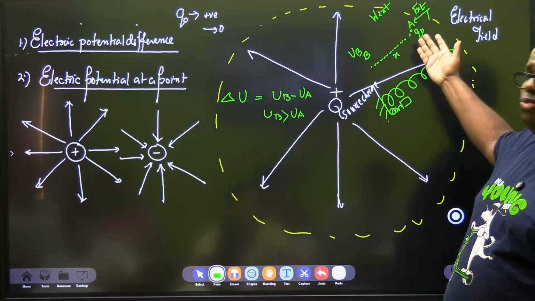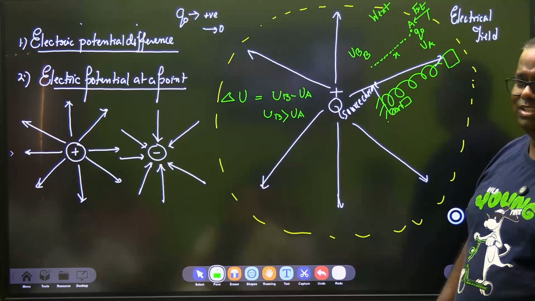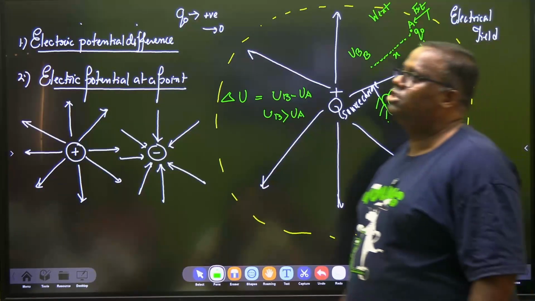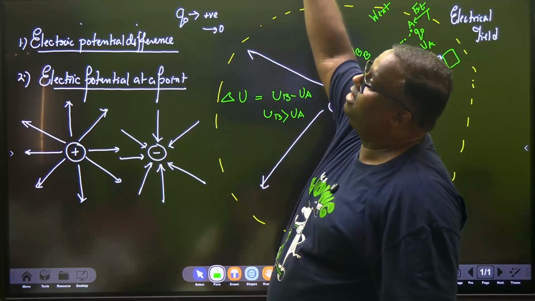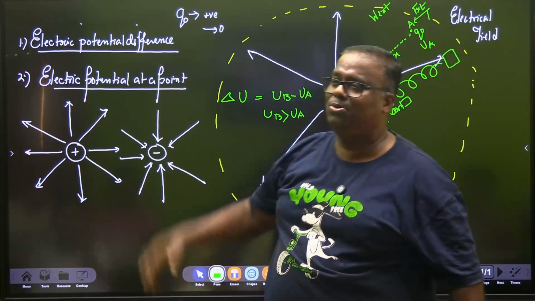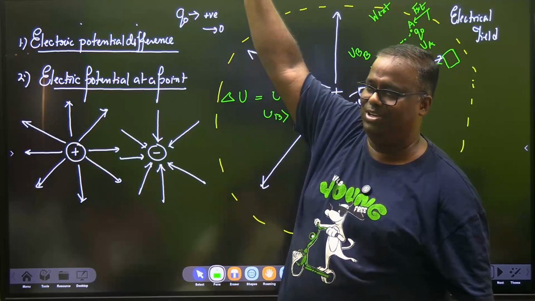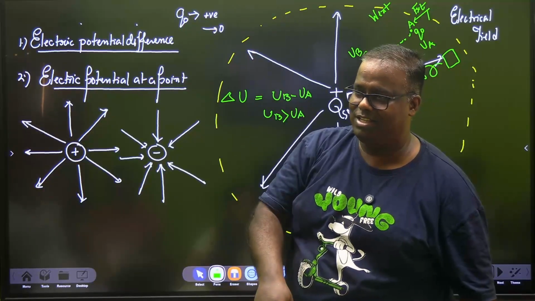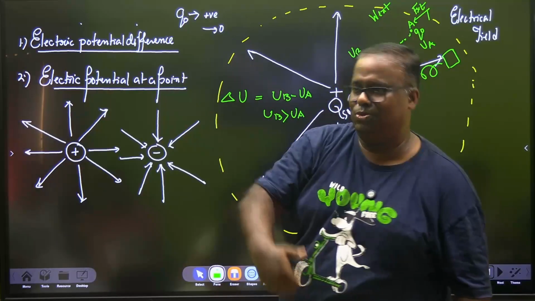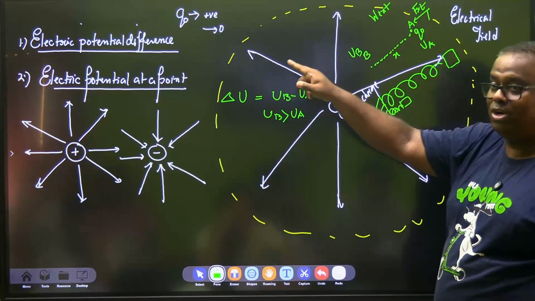There UA will be greater and you need not do any work. You do not need to work. Why are you working? You are saying, sir, from a height, do I need to carry the stone down and put it on Anurag's head? No, just release it. It will automatically fall. Energy there is more. Energy here is less. But sir, from here, if I want to lift it, it will not go by itself. Then you have to do work on the system. Clear? Okay? So now we are ready to go to potential difference.